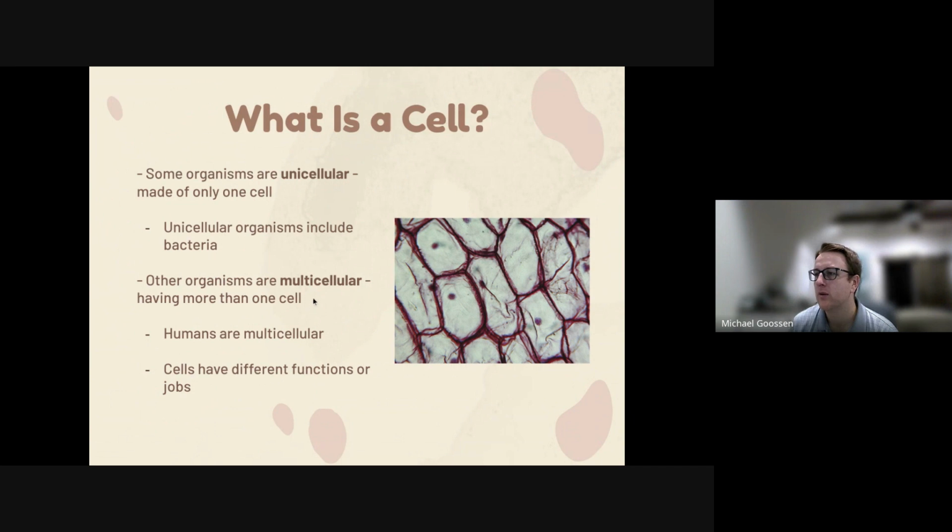Other organisms are multicellular, which means they have more than one cell, and cells do different jobs for a multicellular organism. So, for example, you have blood cells, brain cells, skin cells. All those cells have different jobs that they do to help the organism survive.